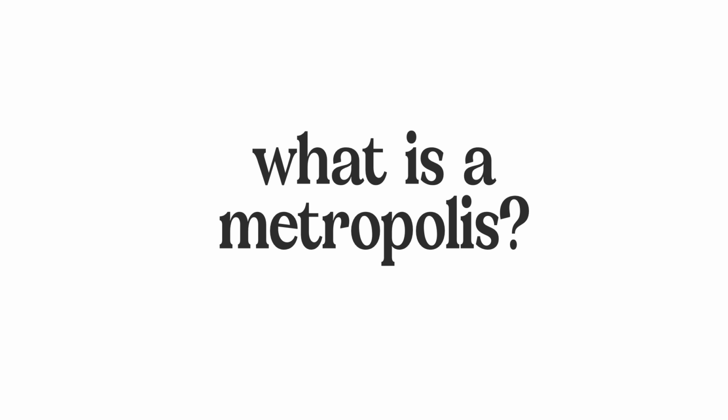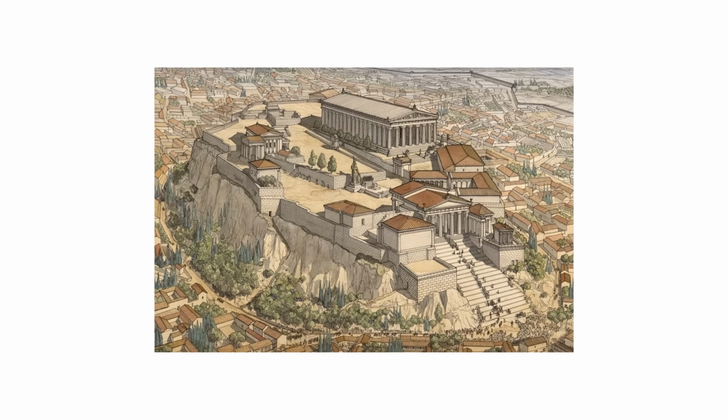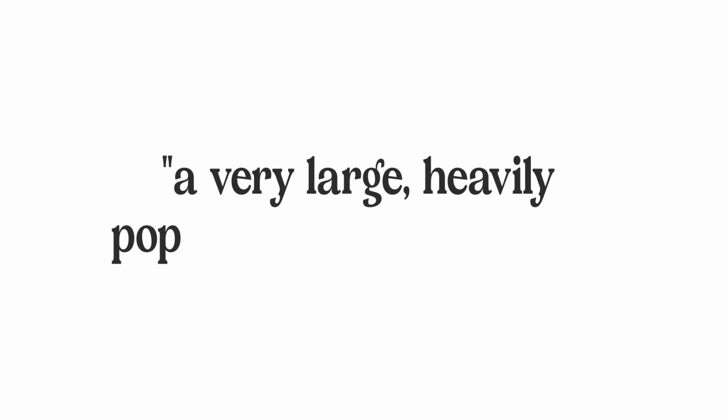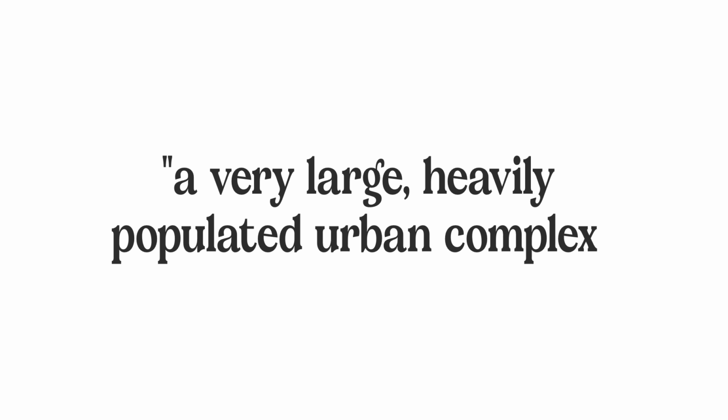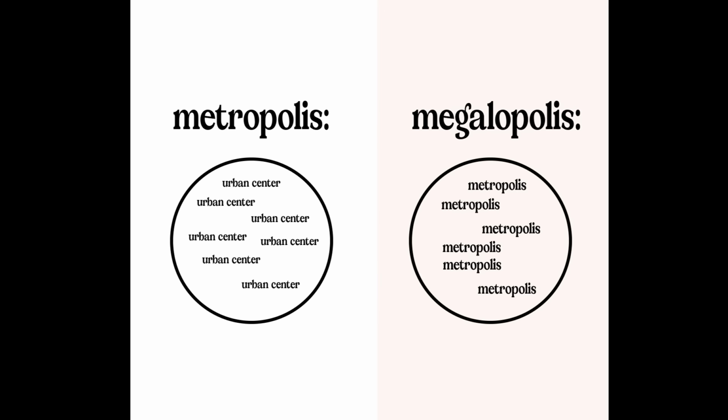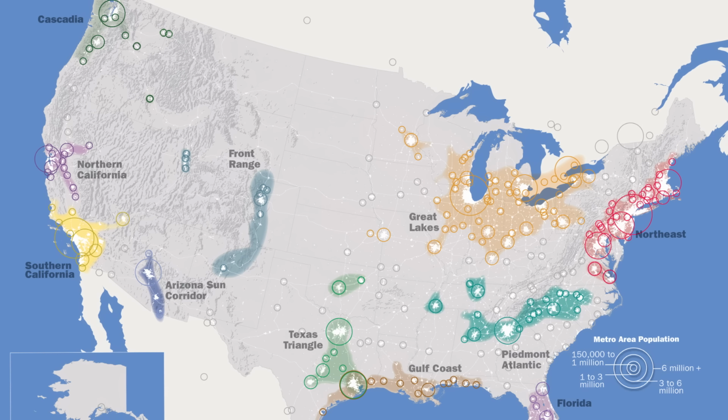It's interesting because its predecessor, Metropolis, referred precisely to a similar thing, but at a smaller scale. The 1832 definition describes its meaning as a very large, heavily populated urban complex. While a metropolis perhaps connects smaller urban areas into a big one, a megalopolis connects several metropolises themselves together. And this happens a lot across the United States.